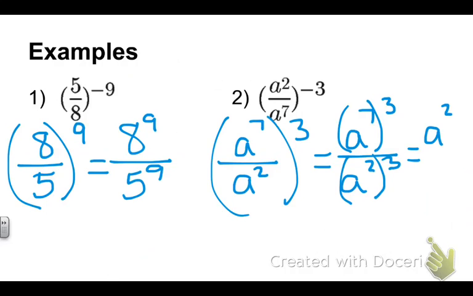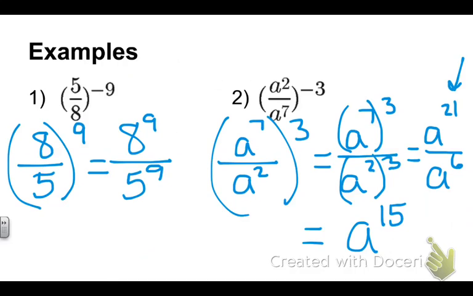So it's going to be a to the 21st all over a to the 6th. Now it looks like that quotient, the easy ones we started with at the very start here. So what's the difference between 21 and 6? All right, 15. Who's bigger, who's going to win? That 21 is going to win, so my answer is going to be on top. It's going to actually be a to the 15th.